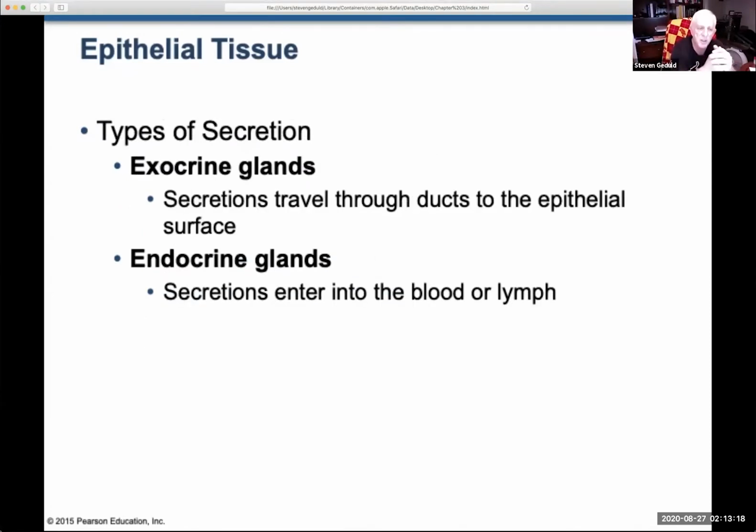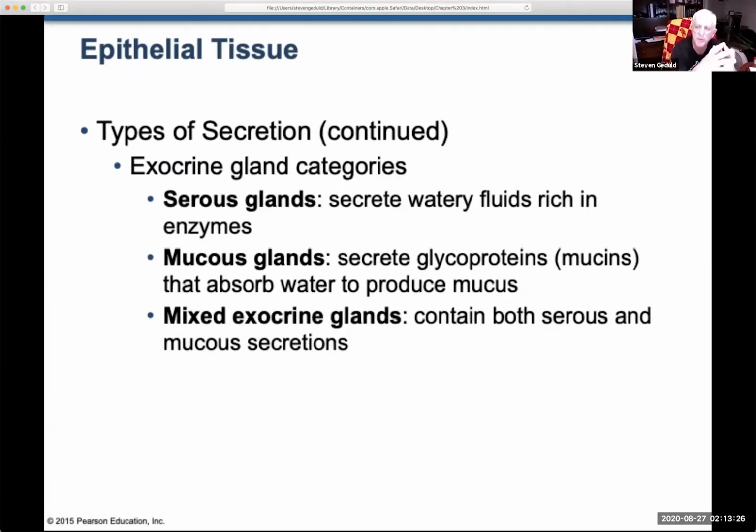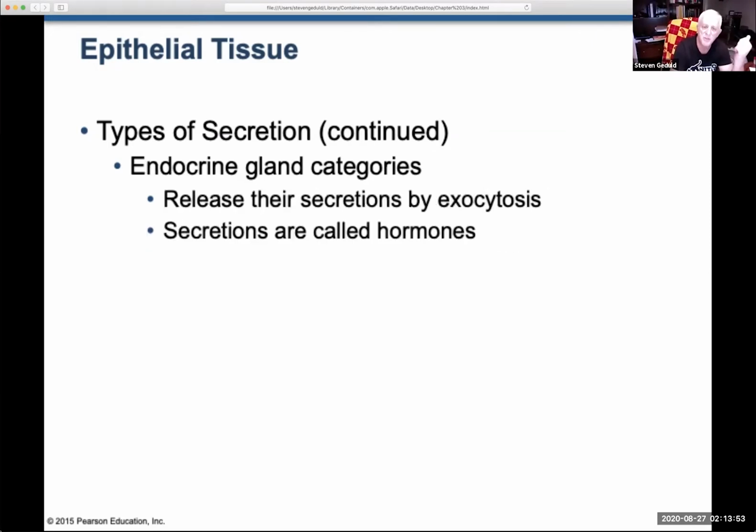Okay, so exocrine glands, secretions travel through ducts to the epithelial surface. Endocrine, secretions enter into the blood or the lymph. Okay, when they enter the blood or lymph, they're termed hormones. So exocrine gland categories. Exocrine glands go to the surface of the skin, and they can be serous glands, secrete watery fluids rich in enzymes. They can be mucus glands, secrete glycoproteins, mucins, that absorb water to produce mucus. You have mixed exocrine glands, containing both serous and mucus secretion. So you have serous glands, mucus glands, and mixed exocrine glands that can secrete both.